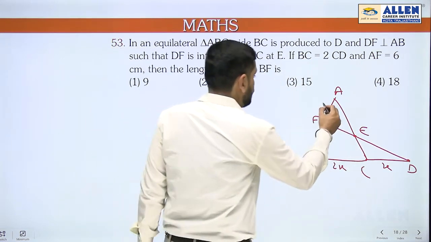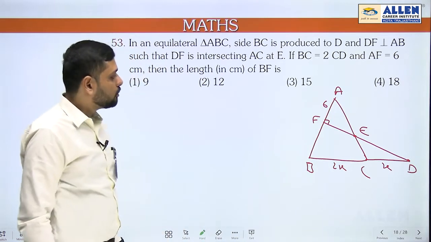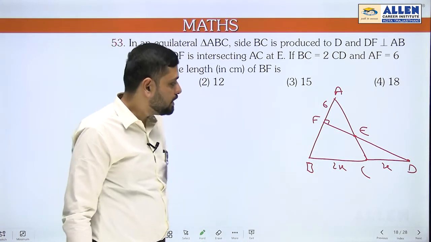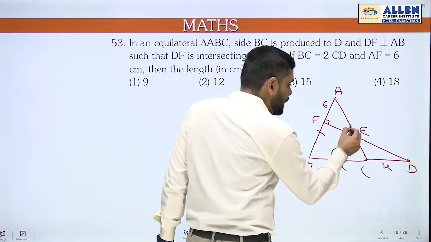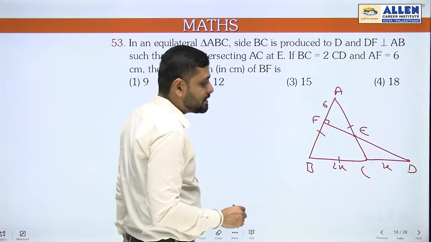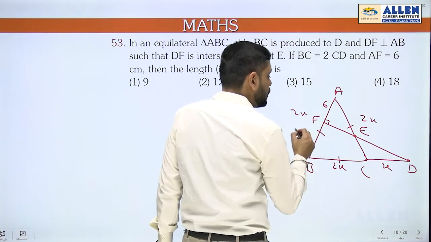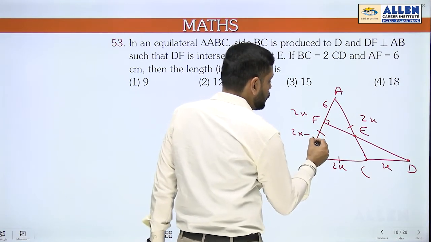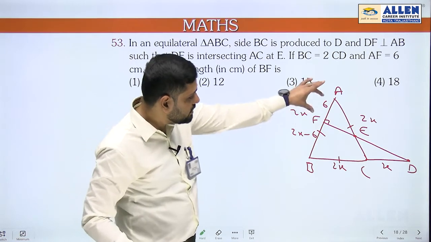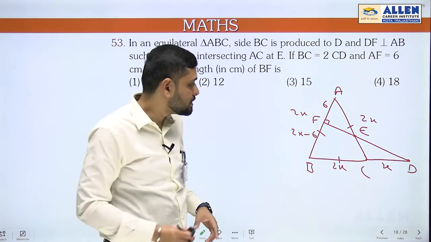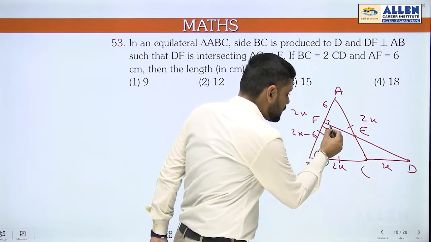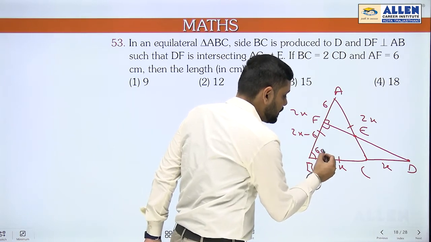And AF is 6. Then the length of BF. So we need to find the length of BF. As it is an equilateral triangle, so definitely all three sides are equal. So if this side is 2X, this will be 2X and this will be 2X. So BF will be what? 2X minus 6 because AF is 6. So BF will be 2X minus 6.